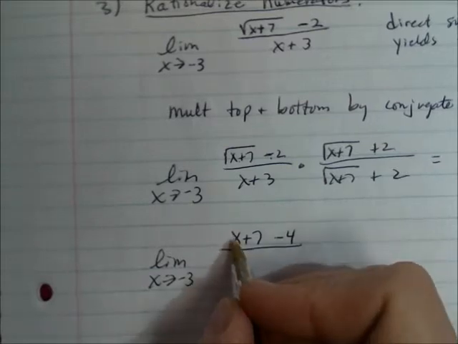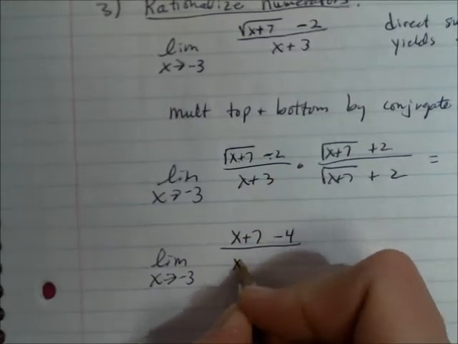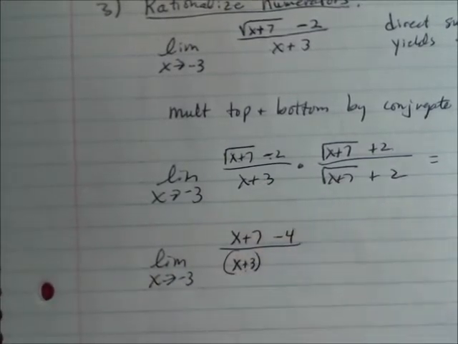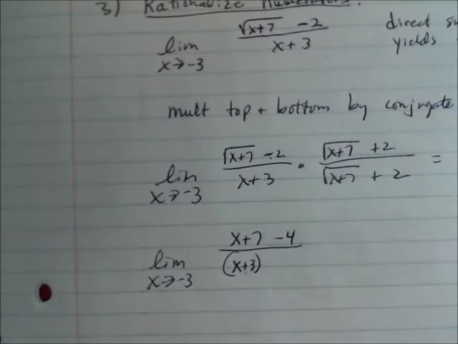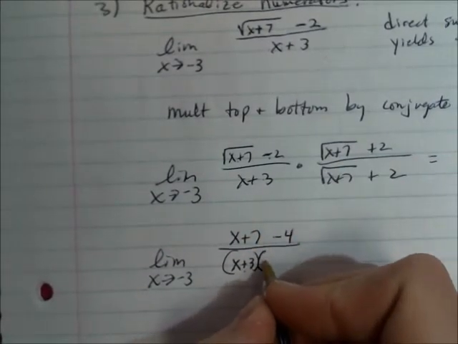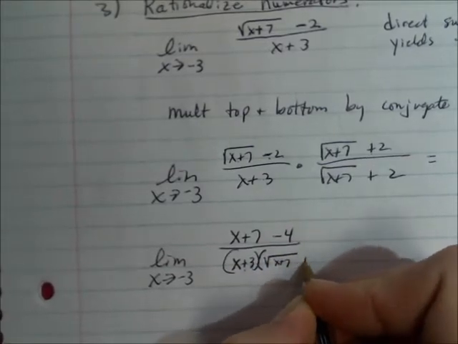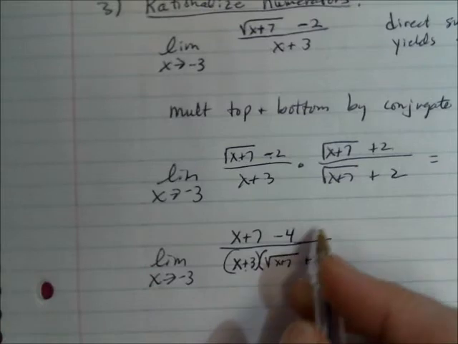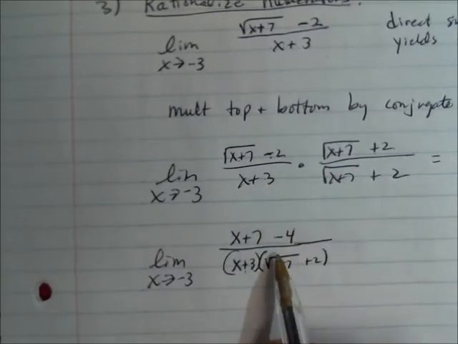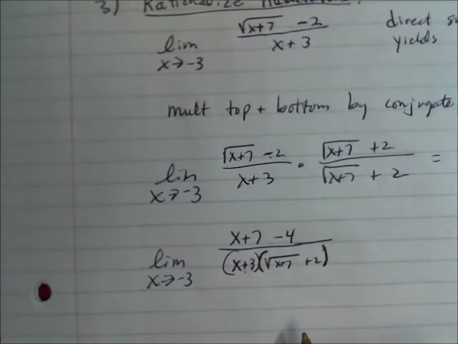Now in the denominator, this becomes kind of tricky. Just make sure this x plus 3, this denominator here, goes in its own set of parentheses. And then the conjugate of the numerator goes in its own set of parentheses. It is the square root of x plus 7 plus 2. So you're just multiplying those two denominator parts together. Just put them in their own set of parentheses.